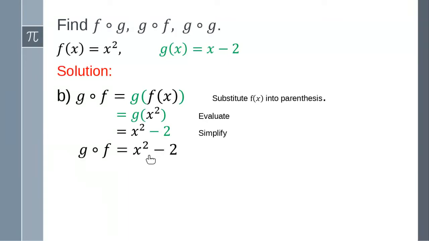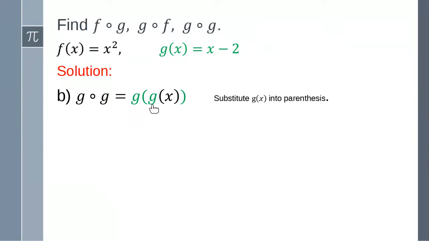And so if you notice, we get two different answers. So the first question I asked, will they always be the same? The answer is no. That was just a coincidence on that first example. Okay, so f of g and g of f do not always give you the same solution.